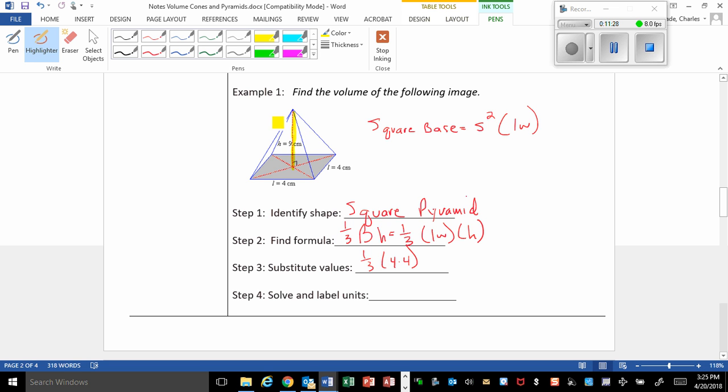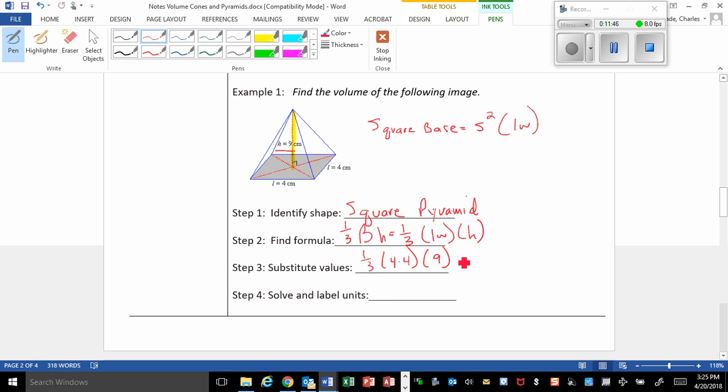The slant heights will come into play on surface area, and it might come into play when you have to find the height. But right now, that is the height. It even labels it for you right here. Height is 9, which is good.